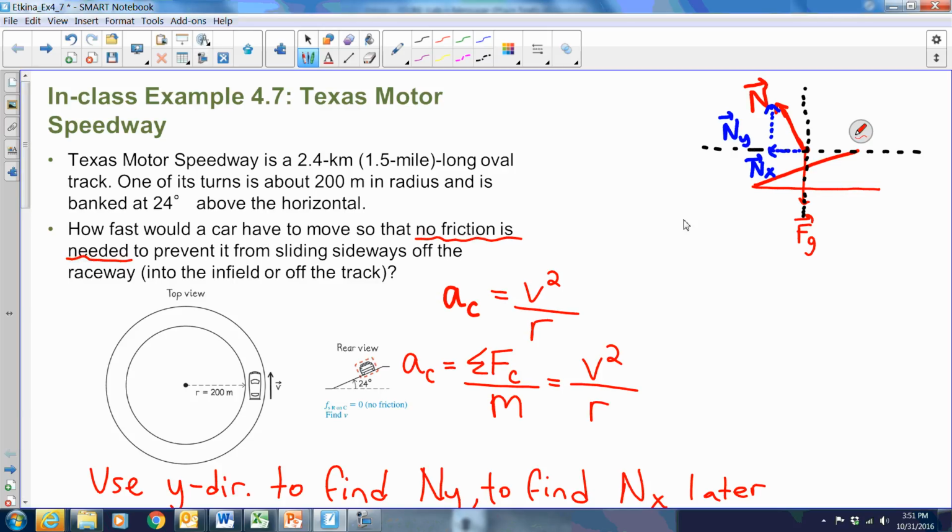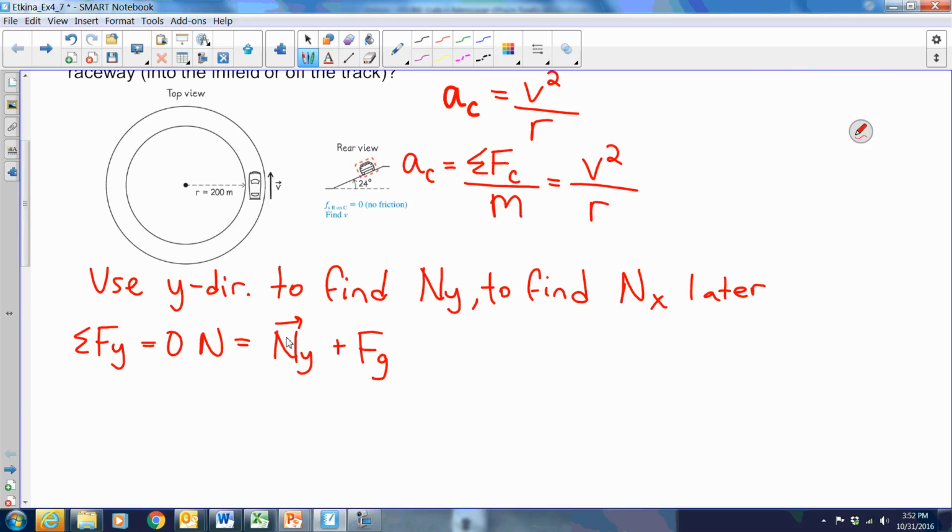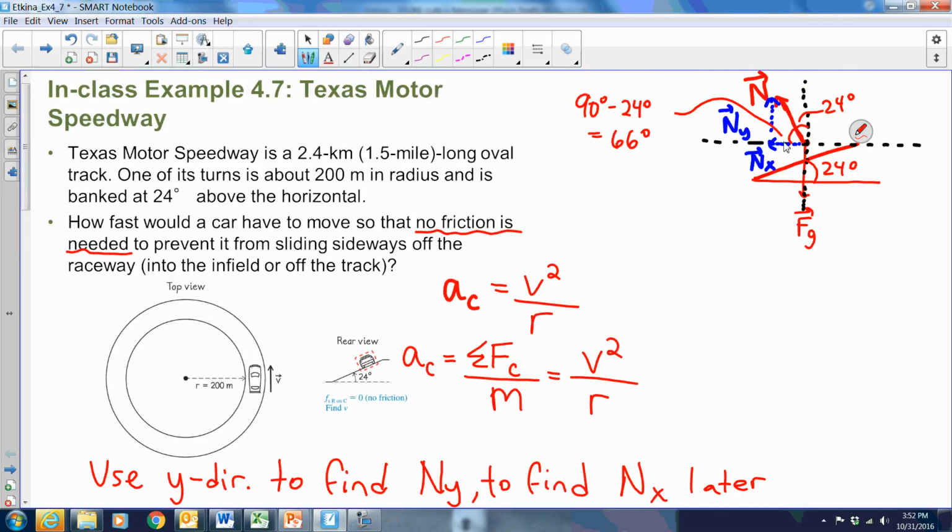That means I can use this angle here, this would be the 24 right here. This one is 24, which means that this one that I drew is 90 minus 24, which is 66 degrees. It's also okay to stick with the 24, but the way I drew it, I'm going to use 66 degrees. So now I know ny is really the hypotenuse, the normal force, times sine here to find the opposite of this 66-degree angle.